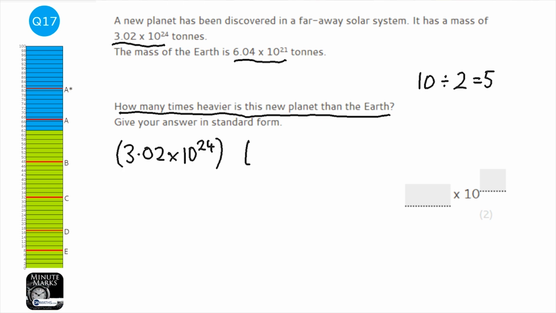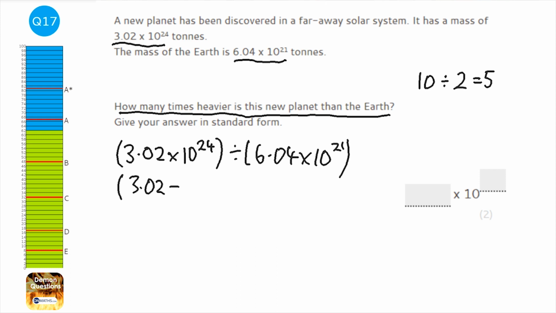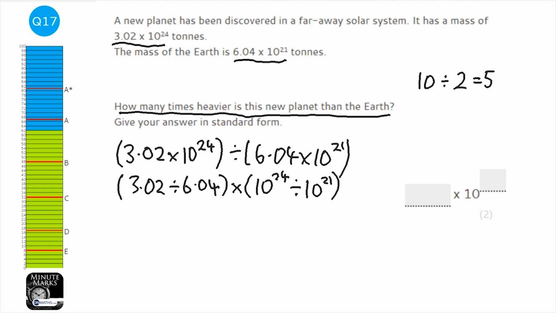And Earth is this. So we just divide them. Now the way of dividing these is we pair up the numbers together, and we pair up the 10 to the powers together. Okay, so 3.02 divided by 6.04.